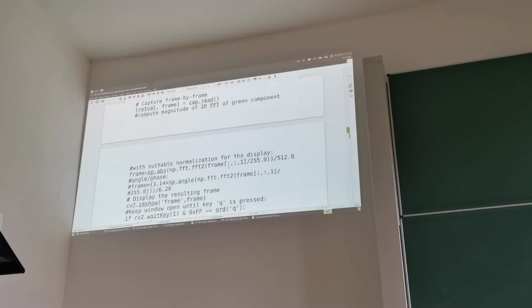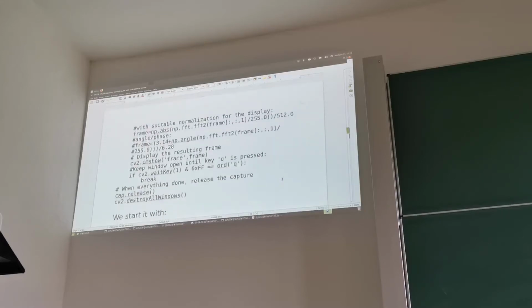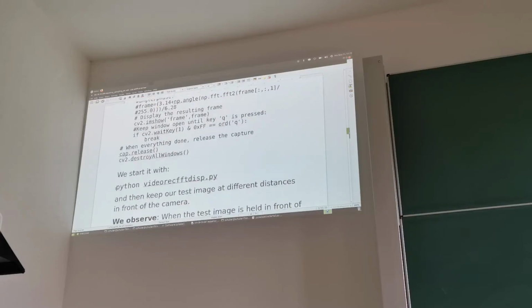I normalize it to be between 0 and 1, and also turn it into a float in this way. Then I apply the FFT2, normalize it by this factor 512, and then I just show it with imshow, as we just did. So the rest is basically the same, and after I'm done, I'm releasing the window. So we can start it with Python video rec disk, FFT disk. So, try.